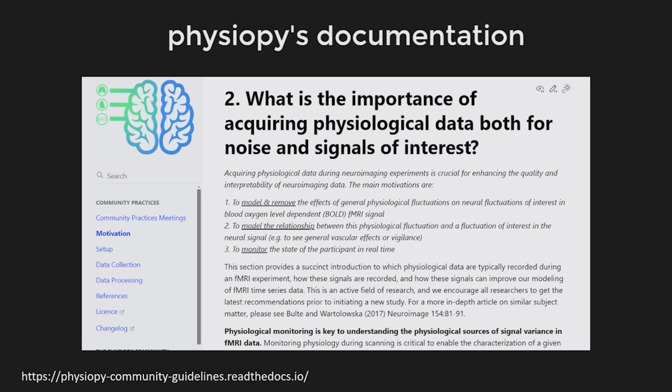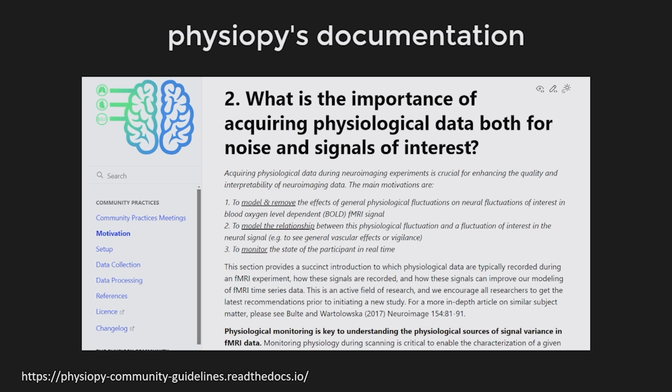And then the other piece that we've been really working on this past year, and that we are really excited to announce to you, is our community guidelines. Essentially it's a website, as you can see here at the bottom, on Read the Docs. It covers the importance of acquiring physiological data, whether it's for noise or signals of interest: why you should care, and the motivation for caring, whether it's to model and remove it, to model a relationship with neural signal of interest, to remove high frequency noise, and also just to monitor the state.